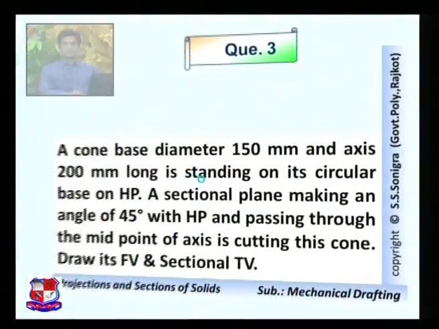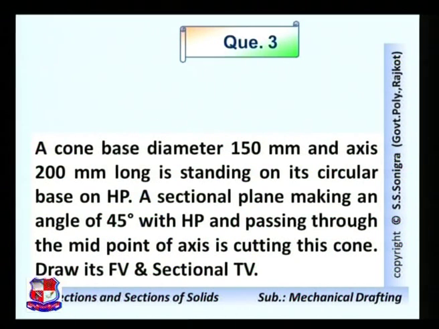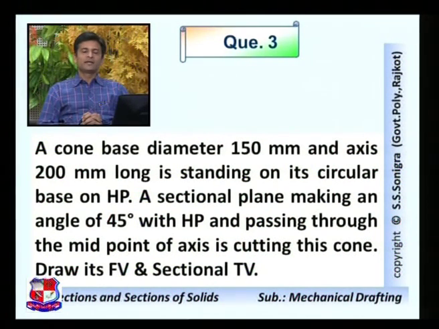Now problem number 3 of cone. A cone base diameter 150 mm and axis 200 mm long is standing on its circular base on horizontal plane. A sectional plane making an angle of 45 degree with horizontal plane and passing through the midpoint of the axis is cutting this cone. Draw its front view and sectional top view.